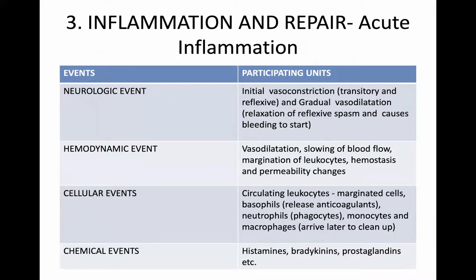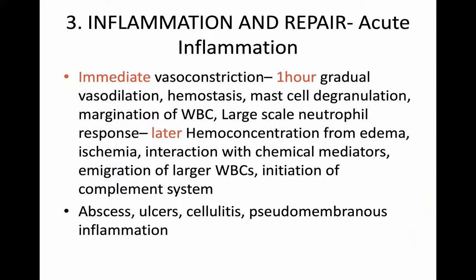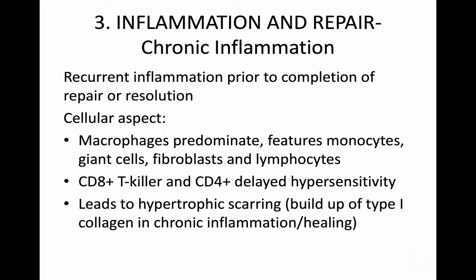Chemical events, like histamines, for example, would be released when those cells are broken to initiate the vasoconstriction. Bradykinin and prostaglandins help you sense the pain in that location so that you also take some sort of caution about it. Immediately, all of this is happening together. There's a neurologic event, hemodynamic, cellular, and chemical. Very, very important. This is just to explain the same things I've just said.